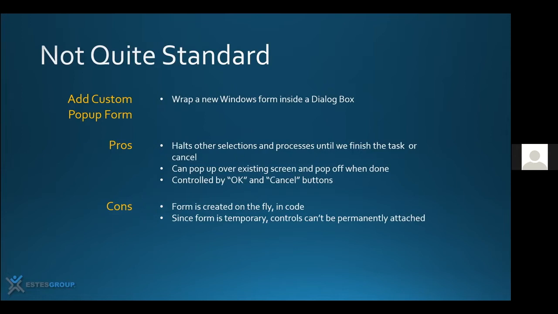Another way is not quite standard, and this is what we're going to look at. We're going to wrap a new Windows form inside a dialog box. We'll show you what that looks like in a bit. The pros are it halts the other selections and processes until we finish the task or we cancel it. So the window pops up, you can't get out of it, you can't even close the form until you're finished with this process. And then we will either approve it or cancel it by a couple of buttons.